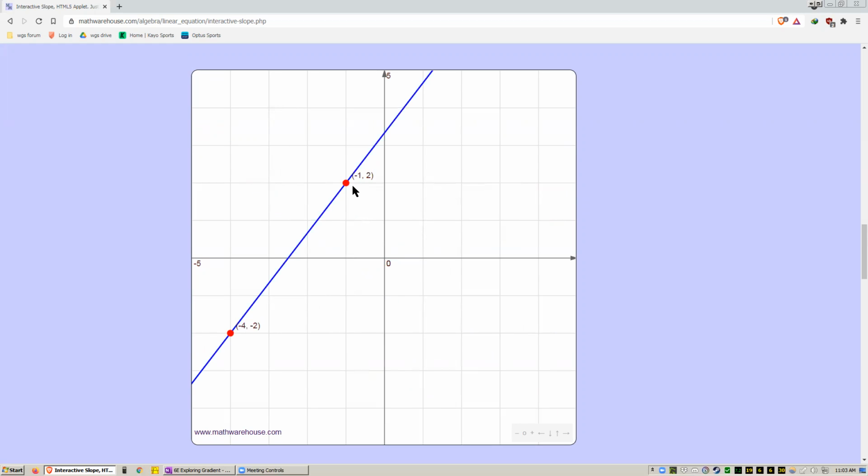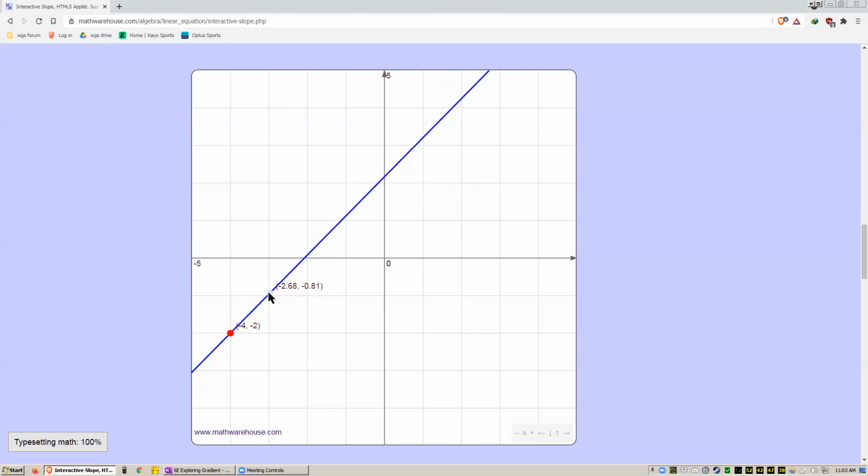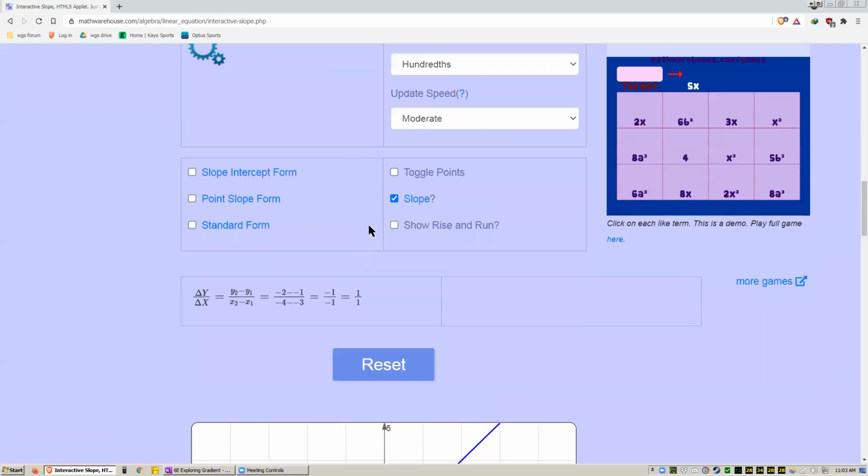Let's start off with the simplest one. The gradient of this line: every time you move across by 1, you go up by 1. And so the gradient of this line is 1. I might turn the coordinates off. Is there a way to turn that off?